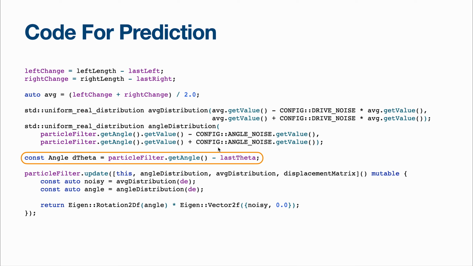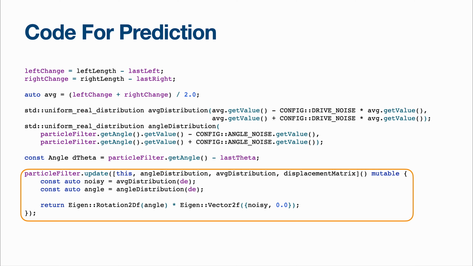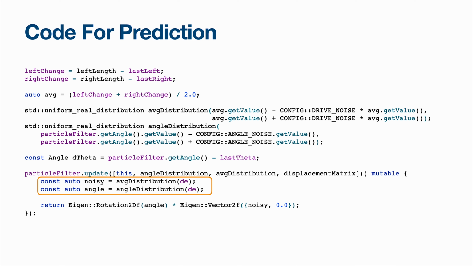Next, I get the change in angle from the particle filter. This is for pose exponentiation, but is actually not important for this filter, so just ignore this part, sorry. And then for the last part, I use an Euler approximation. What this basically means with this Eigen library is that I just take the predicted distance, taking into account the sensor noise for the average, which I named noisy, non-descriptively, and the angle, and I multiply it by the rotation matrix and the distance, so I can get that Euler approximation of how far the robot has moved.